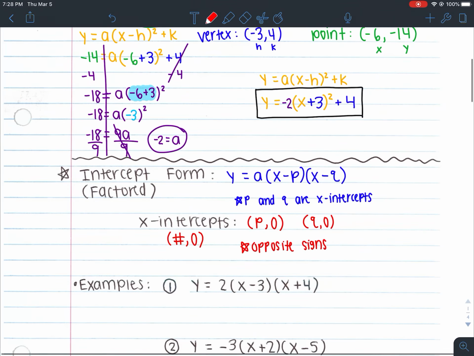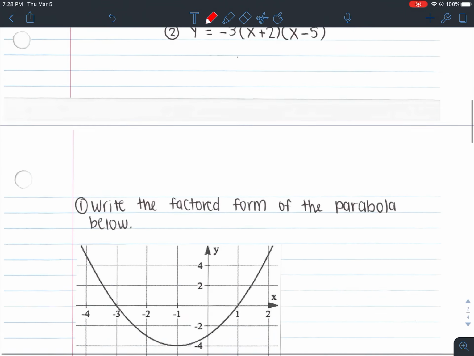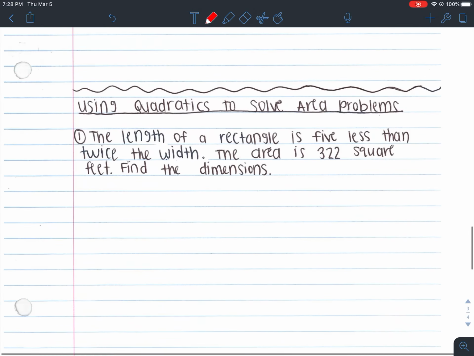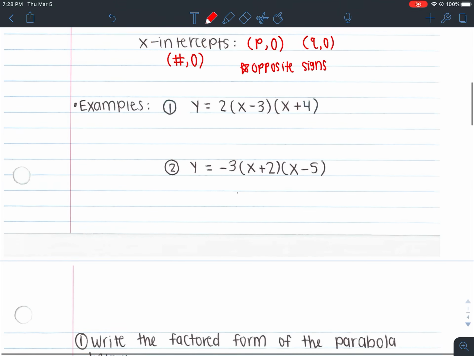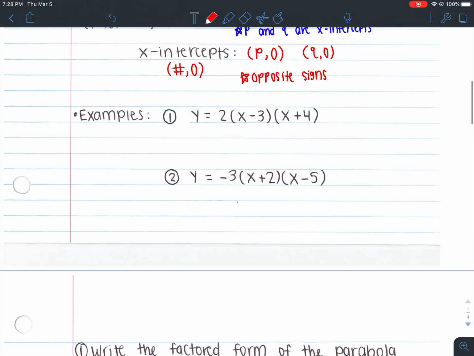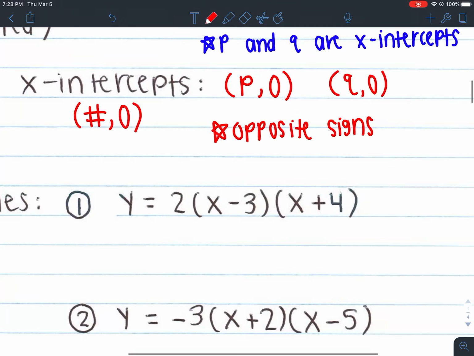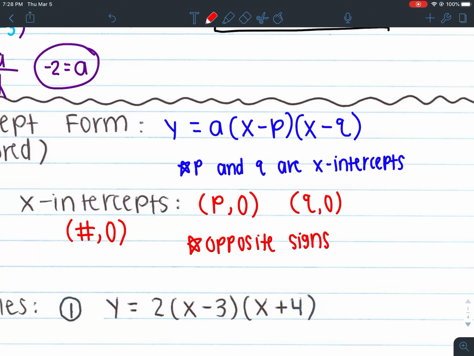Also, I forgot to mention these notes are going to be two different sections. The first section we do intercept form, and then the second section we're actually using our calculator to help us solve some area of a rectangle problem. The second part of the notes doesn't really have anything to do with the first, but I just wanted to put them all in one day so that we could tackle it all at once. So just remember that x-intercepts have opposite signs when we're using intercept form.